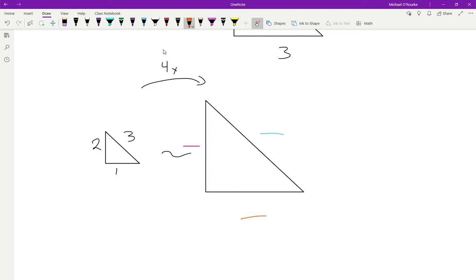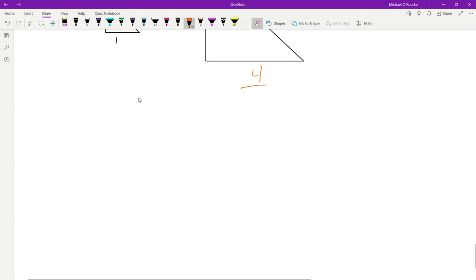Blue is 12. Good. Does anyone else have another answer? I'm going to wait for you. Kenneth Alexander, pink is 8. And what's the orange one? Oh, yellow is 4. I thought that was orange. All right, so good. They're similar because they go up at the same speed.